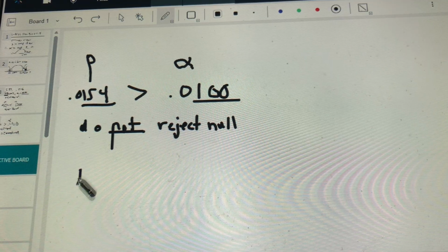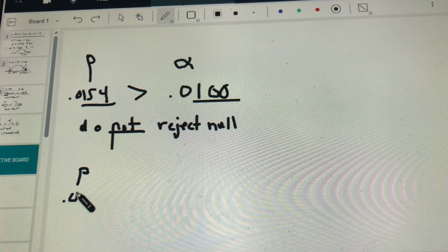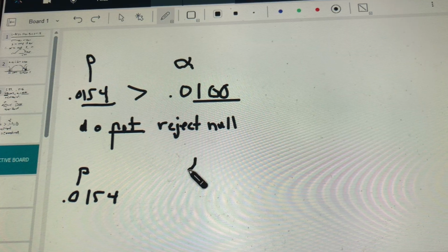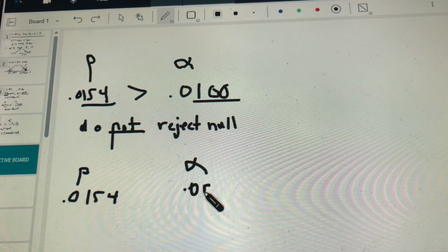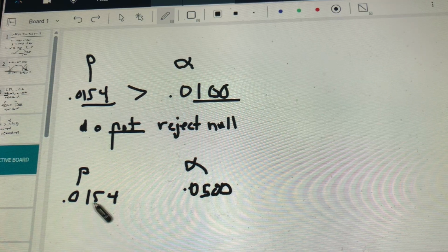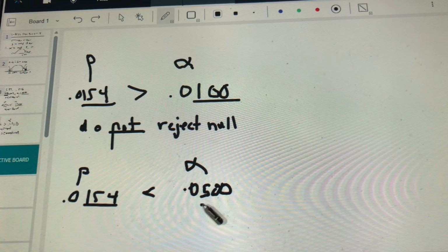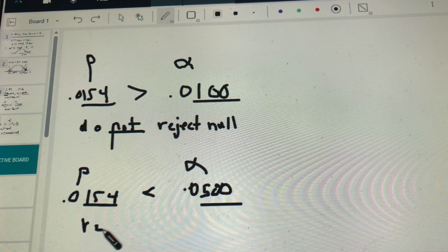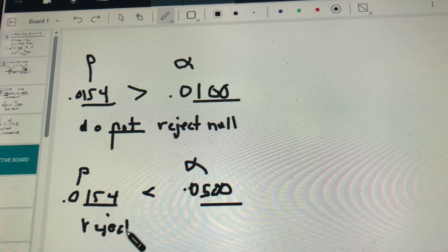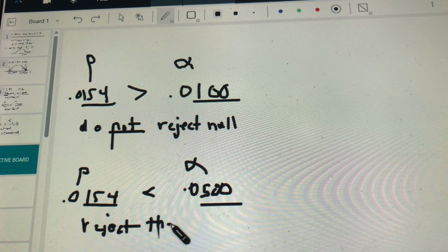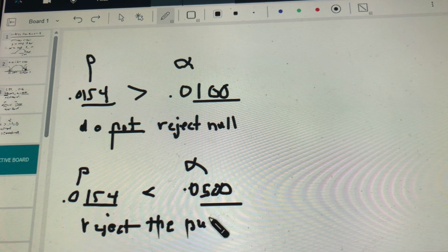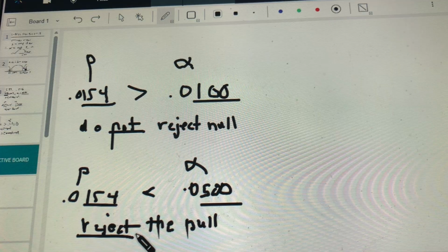But if you do the one where it's 0.05, then adding 2 zeros makes a difference. And now you have 154 is less than 500. Then you reject the null. Changing alpha after the fact, after finding out what the p-value is, can completely make the conclusion go the other way. You can go from a not guilty to a guilty in court.